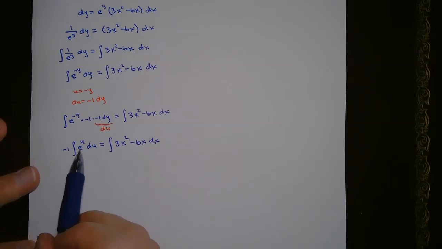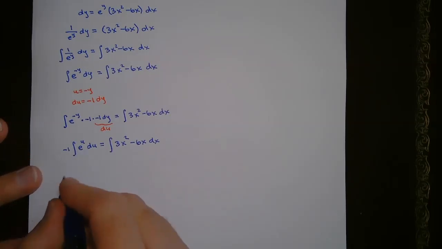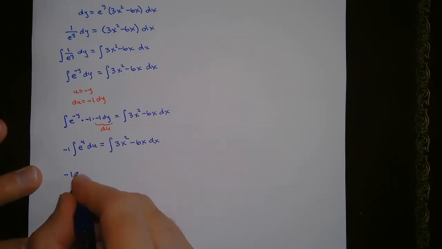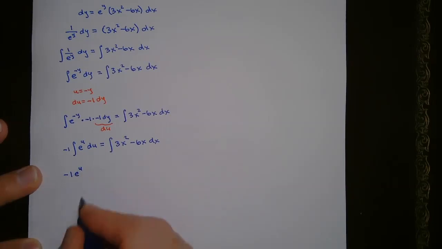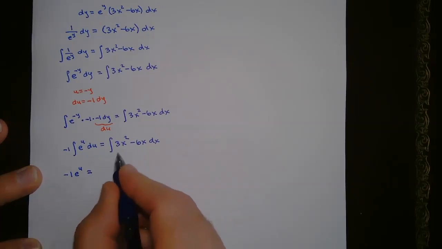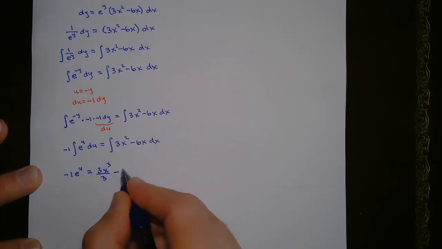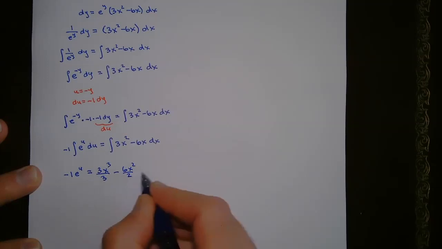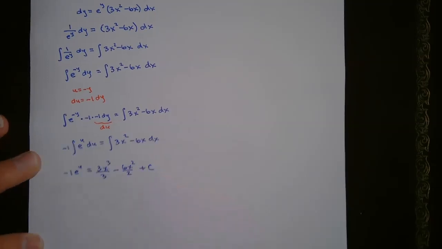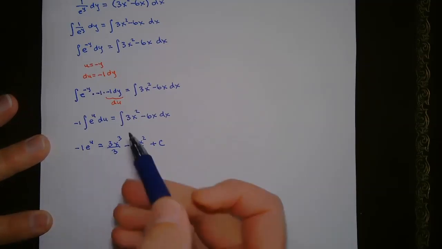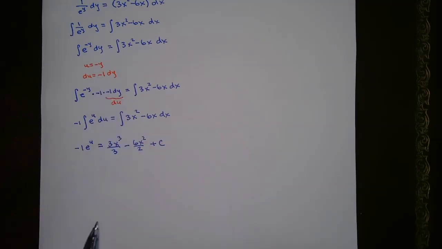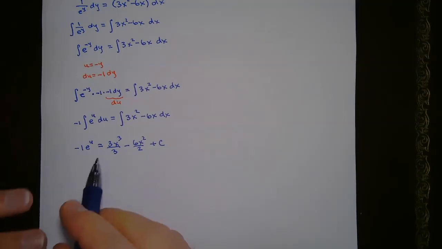All right, so this becomes negative 1, and the integral of e to the u would be just negative e to the u, which is equal to 3x cubed over 3 minus 6x squared over 2 plus c. And then that u gets changed back to what it is, which is negative y. So when we do these indefinite integrals, we need to switch the u's back to y's. Not like what we do in definite integrals where we change the lower limit and upper limit to u values and we don't need to switch back, okay? These we need to switch back, okay?